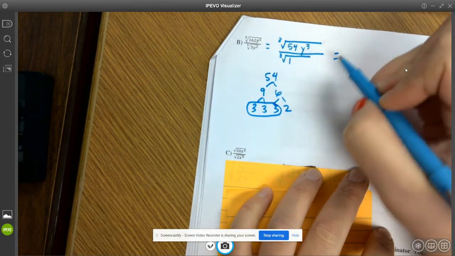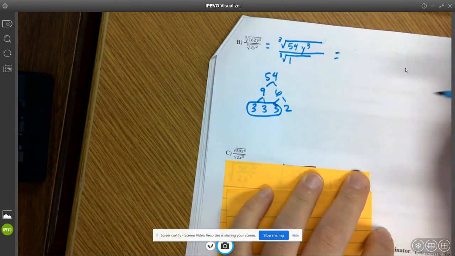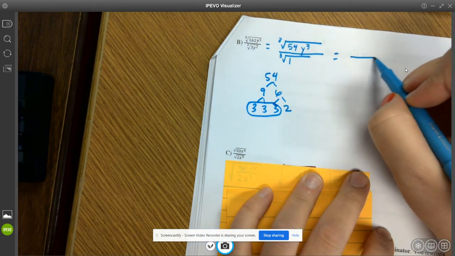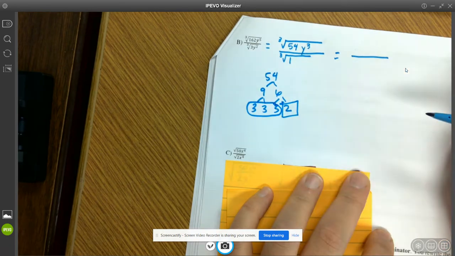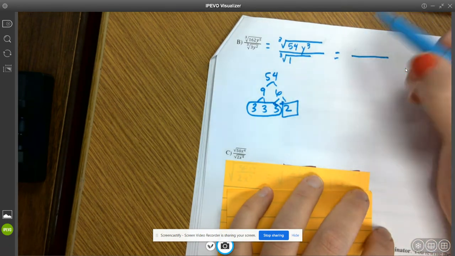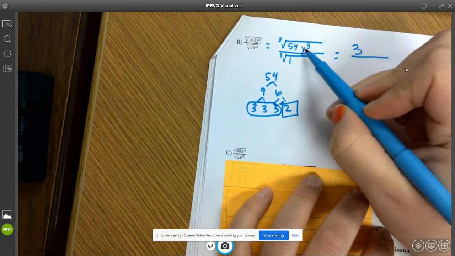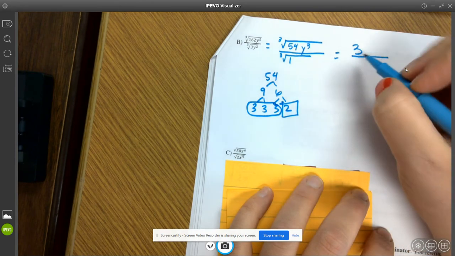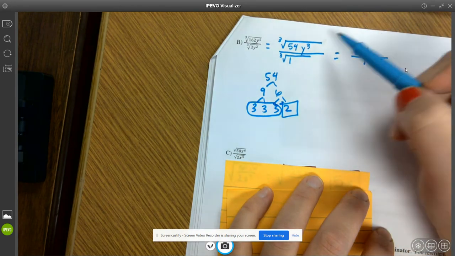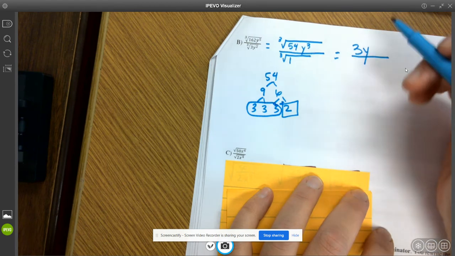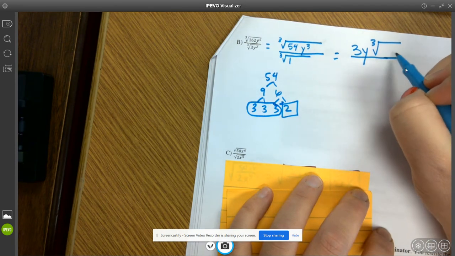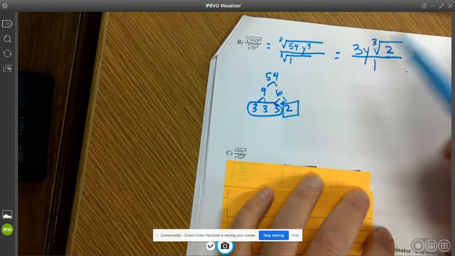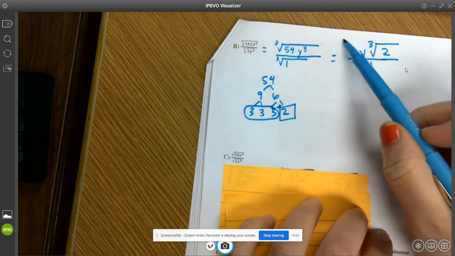So I rewrite this. The cubic root of 1 is 1. Now I will have the cubic root still left over, because this 2 still has to stay in your cubic root. So I have 3. Cubic root of y cubed is just y, because you could do 3 divided by 3 and get the 1. Then I'm left with my cubic root of 2. Now that's over 1, but you don't really have to have that 1 there. You can just leave it just like that.